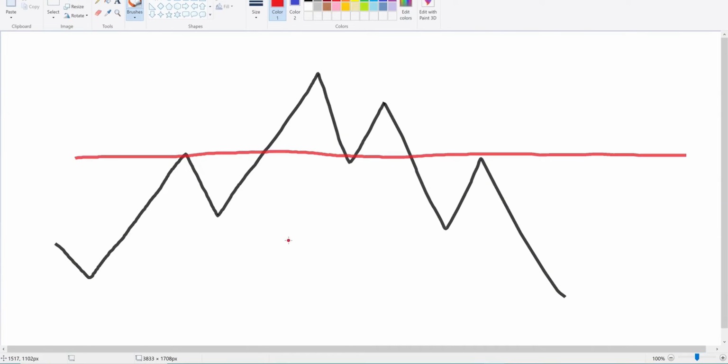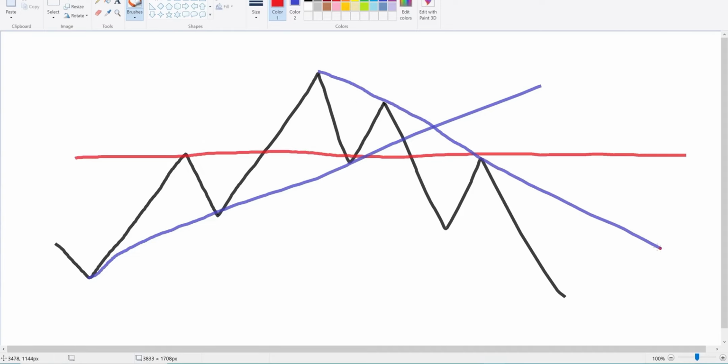Now that the S&R lines are drawn, we move on to the chart, and this time draw the trend lines. I try to use a different color for the trend lines. Let's assume we have an upward trend line here, and from this point where the market turned bearish, we have a downward trend line like this. Imagine we are looking at this setup.